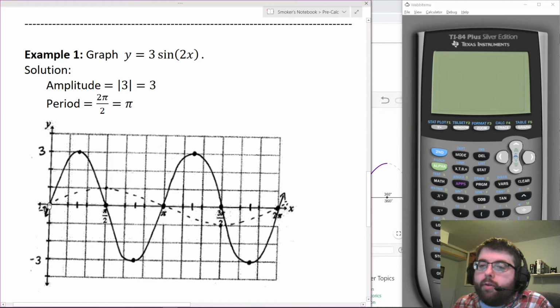See how it goes through the whole cycle: 0, 1, 0, -1, 0, and finishes at pi. One whole cycle from 0 to pi. Well, because our window goes to 2 pi, we have to repeat that. Do it as many times as you can in the window that is given.